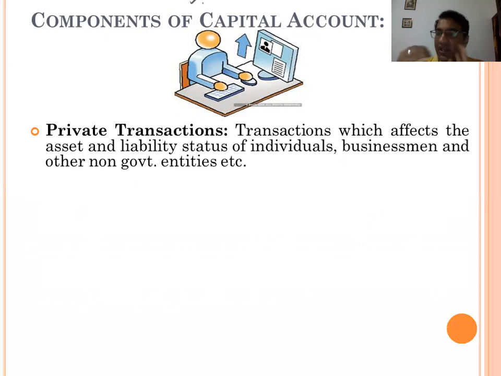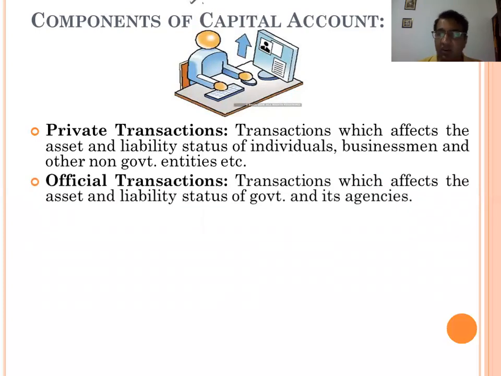It is related to individual people, businessmen, or other non-government entities. But that is not the government. But that transaction should affect the assets and liability status of an individual or businessman or another non-government entity to be a private transaction.